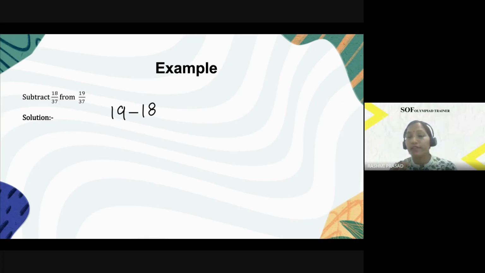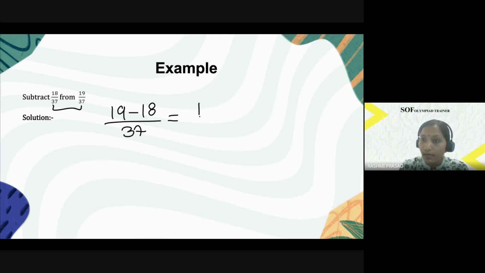Okay, now wait. First, can you tell me your name? Vihan. Okay. Vihan, you don't have to do anything with the denominator. Denominator is 37. Both fractions have the same denominator. Keep it as it is, 37. You don't have to do anything with the denominator. It says subtract, so subtract the numerator only. So 19 minus 18 is 1 and the denominator will remain the same, 37. So it is 1 upon 37 is the answer.